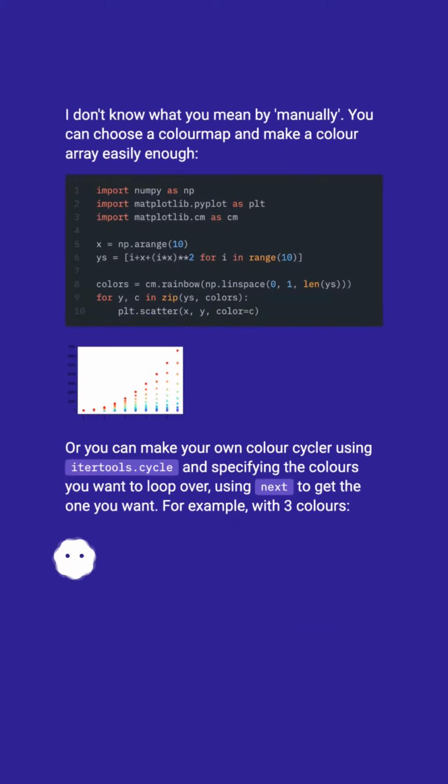I don't know what you mean by manually. You can choose a color map and make a color array easily enough. Or you can make your own color cycler using itertools.cycle and specifying the colors you want to loop over, using next to get the one you want.